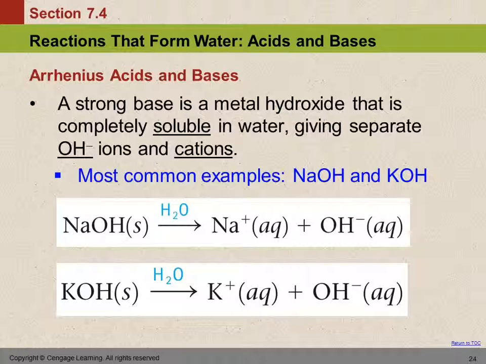And then we have strong bases. Strong bases are just soluble metal hydroxides. So it's a metal hydroxide that's completely soluble in water. So there aren't very many of them because most hydroxides are insoluble. The 2 most common ones are sodium hydroxide and potassium hydroxide. They are completely soluble in water, so you put them in water and you get ions. You get potassium ions and hydroxide ions from potassium hydroxide, and sodium and hydroxide from sodium hydroxide. They dissolve, they ionize. A strong base is also a strong electrolyte.